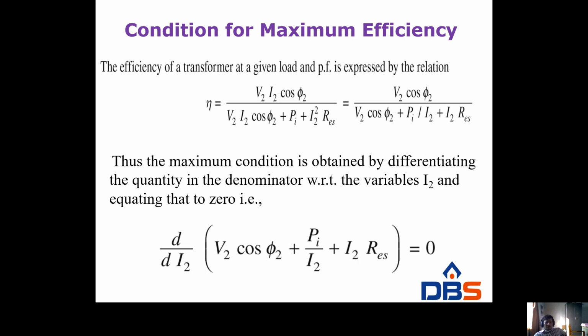So generally, we are taking the denominator. Why? Because after differentiating the above equation and equating to 0, you can easily take d by dI2 of the denominator equating to 0. So d by dI2 of V2 cos phi2 plus Pi by I2 plus I2 R equivalent.